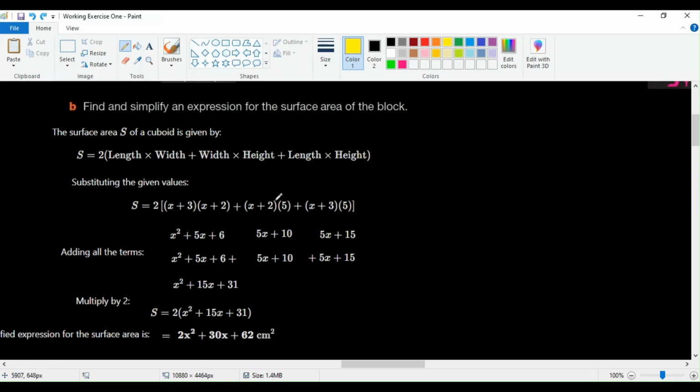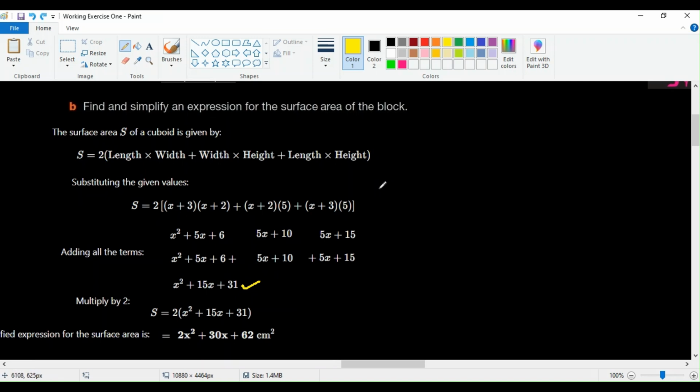Now comes the addition part. Once we have this one, add it to this one, add it to this one. So once we add these three, you know very well that x squared is going to be only 1, which is over here, and 5x and 5x and 5x. These three are going to be added together to give you 15x, and plus 6 plus 10 and plus 15 is going to give us 31, which is over here. So we are talking about this one from here to here.